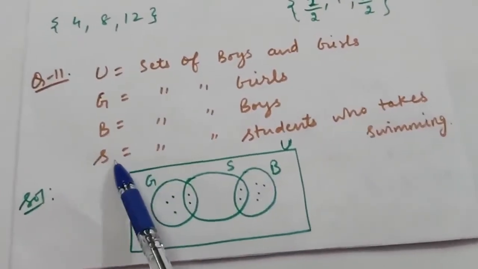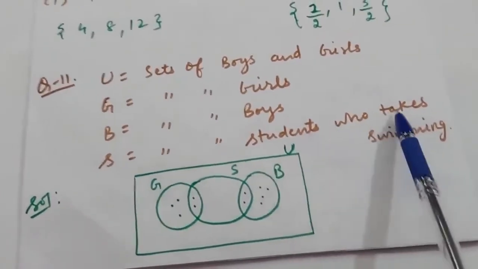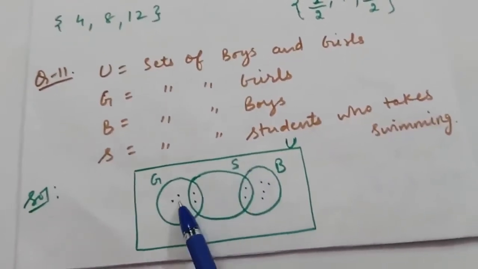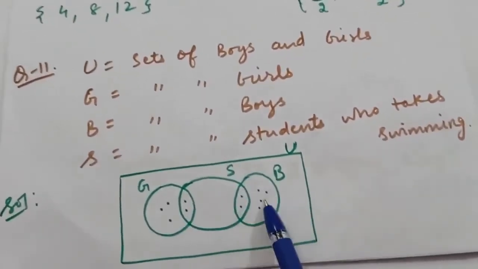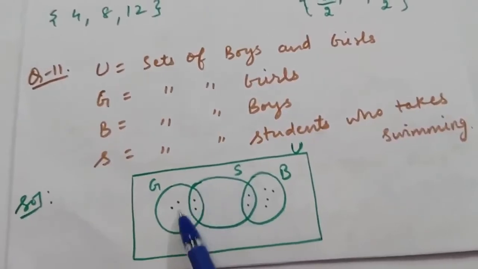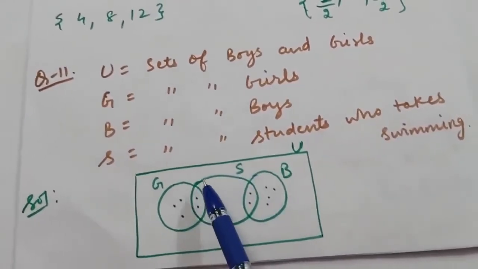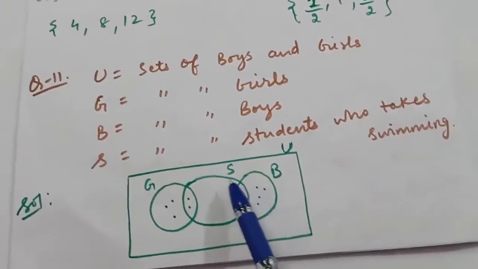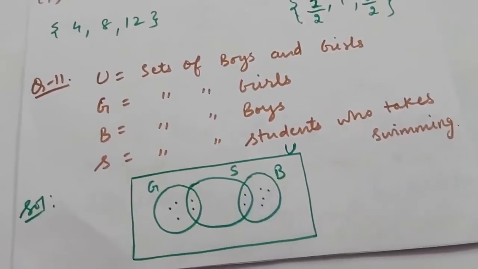Now S includes the students who take swimming. So the students who take swimming can be girls also or can be boys also. So we will draw S like this. Some intersection of S with G, and some part of S will lie in B. Clear?